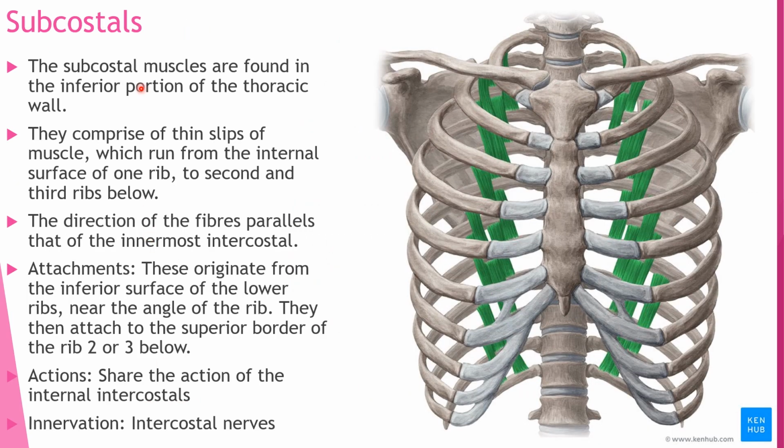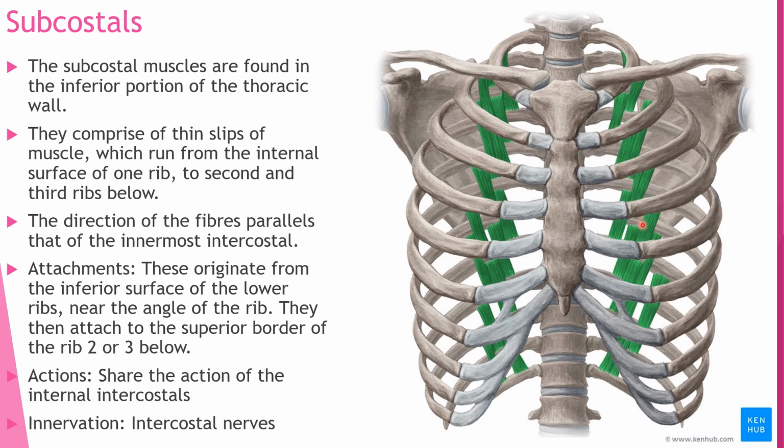Coming to the subcostal group of muscle. They are found in the inferior portion of thoracic wall, the inferior most part of the thoracic wall. They comprise thin slips of muscle which run from the internal surface of one rib, the rib just above, and attach to the second or third rib below.